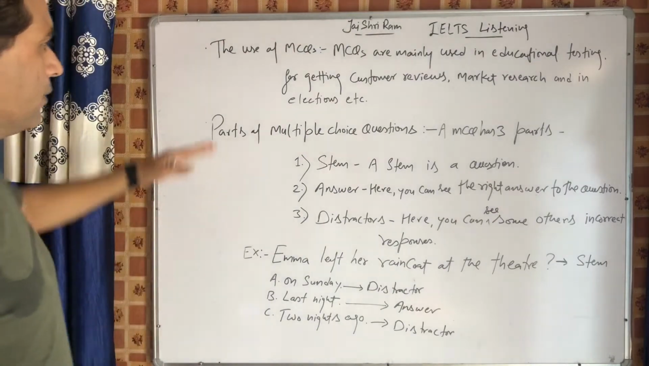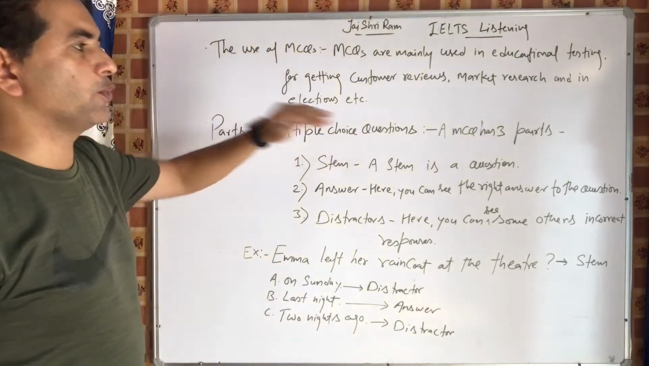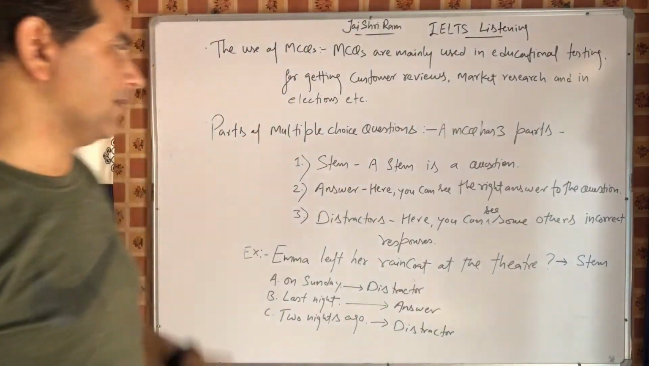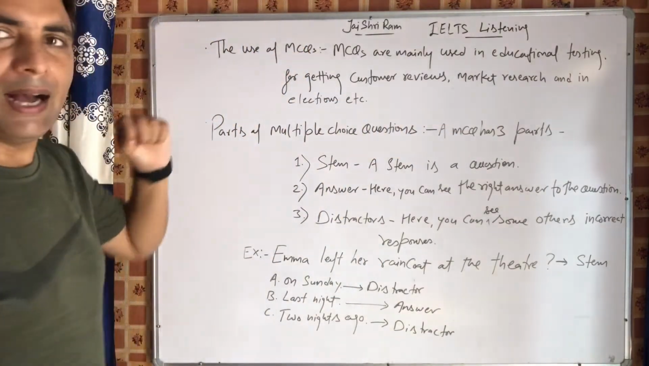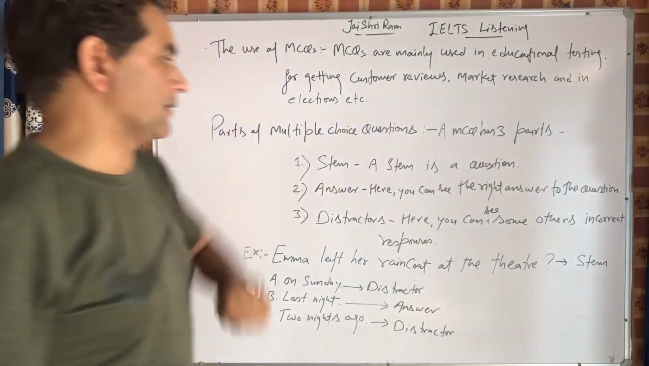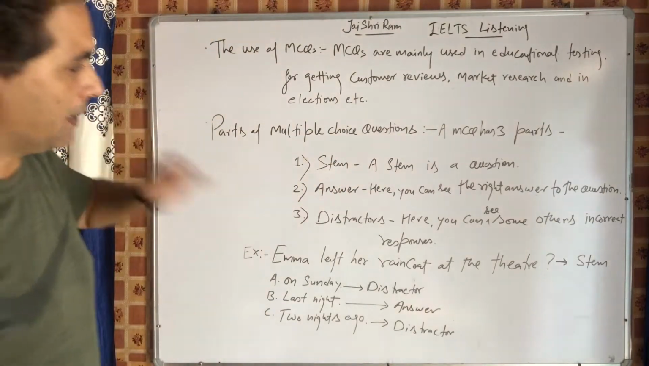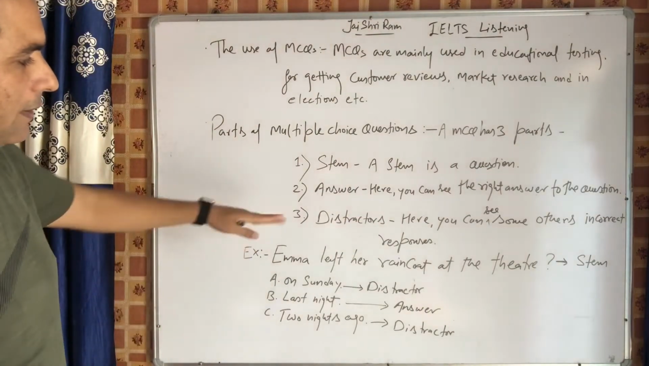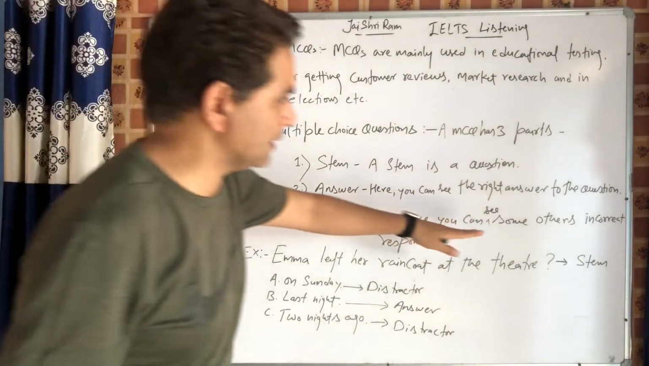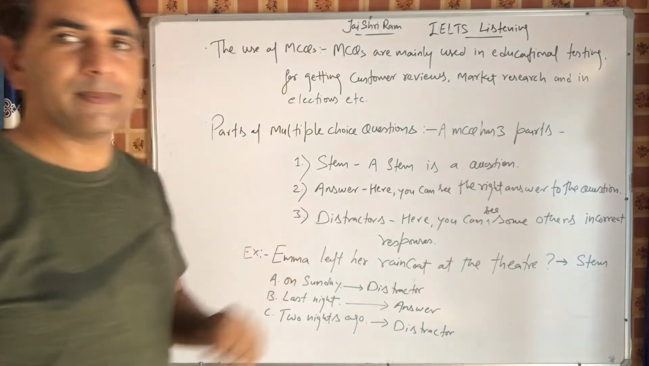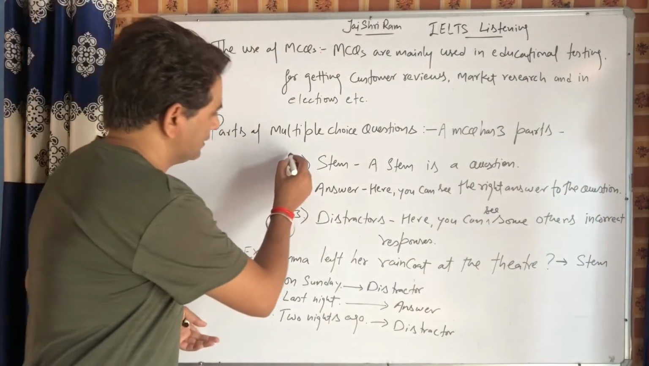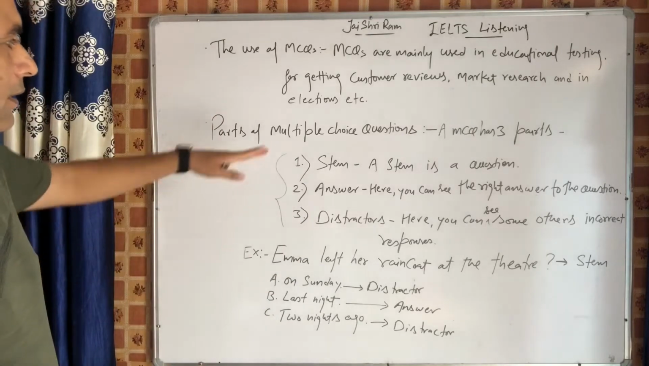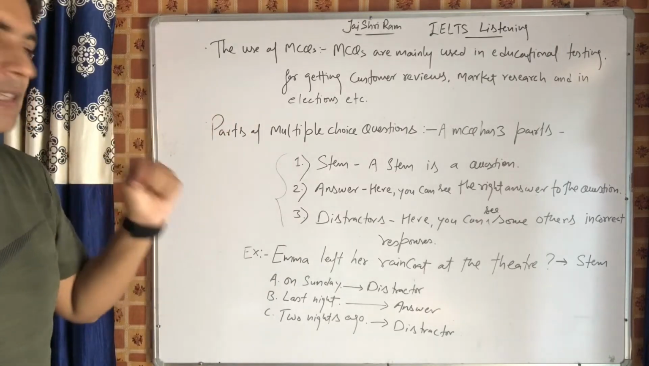Next we are going to talk about the parts of multiple choice questions. Here you can see an MCQ has 3 parts mainly. First one is the stem. A stem is a question. Then the answer: here you can see the right answer to the question. And the last one, distractors: here you can see some other incorrect responses. So these 3 parts you can see in a multiple choice question.